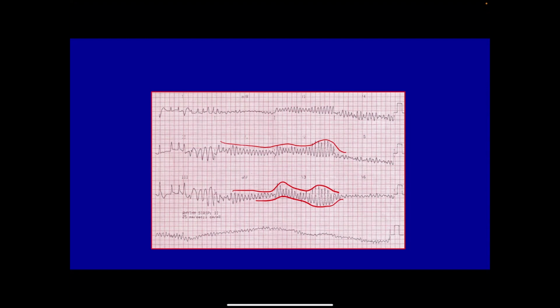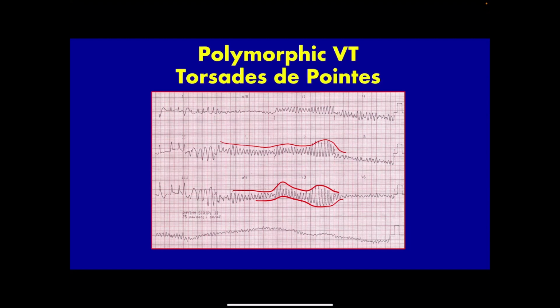Okay, this is torsade de pointes. Do you guys know this? Okay, so I understand why this can be confusing. Completely agree. It kind of looks like VFib, especially if you look at the bottom strip here. But inshallah, when I show you the VFib, you'll see the difference.